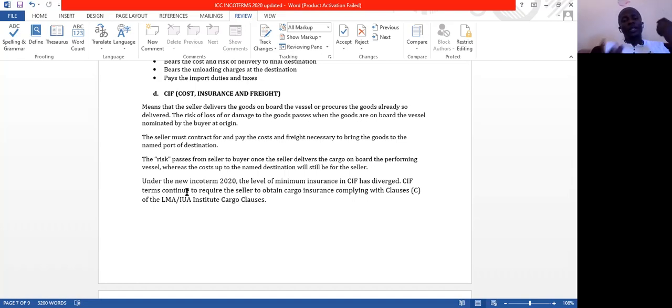Okay. Now, under the new Incoterm, that's 2020, the level of minimum insurance in CIF has diverged. That is, CIF terms continue to require the seller to obtain cargo insurance complying with the clause C of the LMA and IUA Institute cargo clauses. So we see, as I said somewhere there, that we have got clause A, clause B, and clause C, and under the CIF, you are still required to take the lowest. That's the clause C. Okay, yeah.